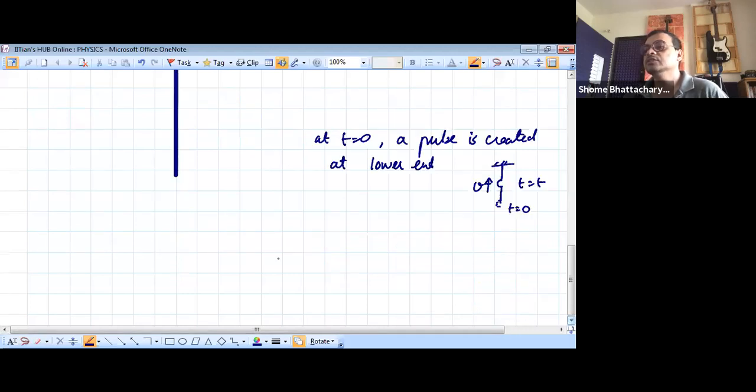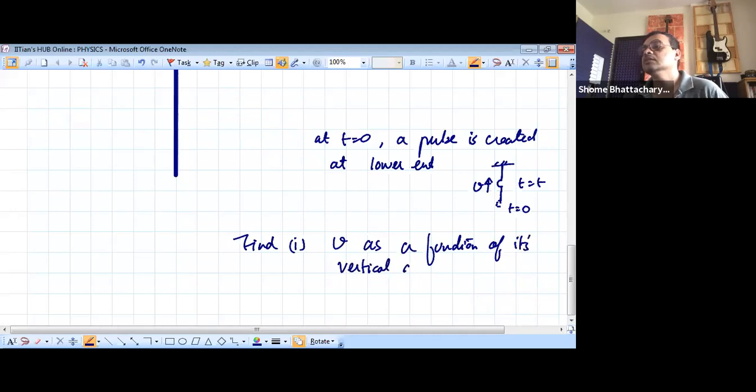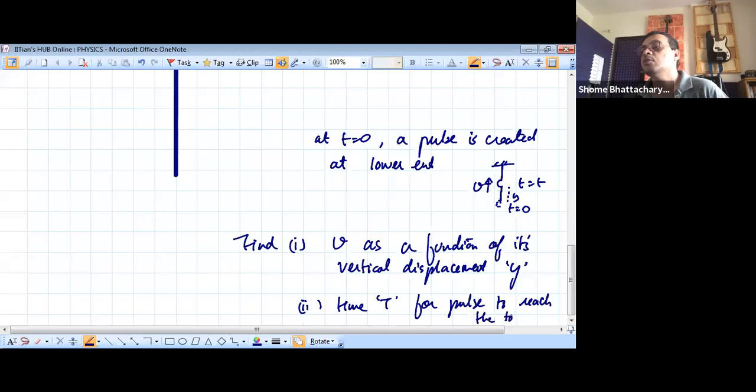So a single pulse is created. We have to find the speed of the pulse as a function of its vertical displacement y. So the pulse has traveled through a vertical displacement of y, and at that instant its speed is v. You find that out. And secondly, the time taken for the pulse to reach the top.